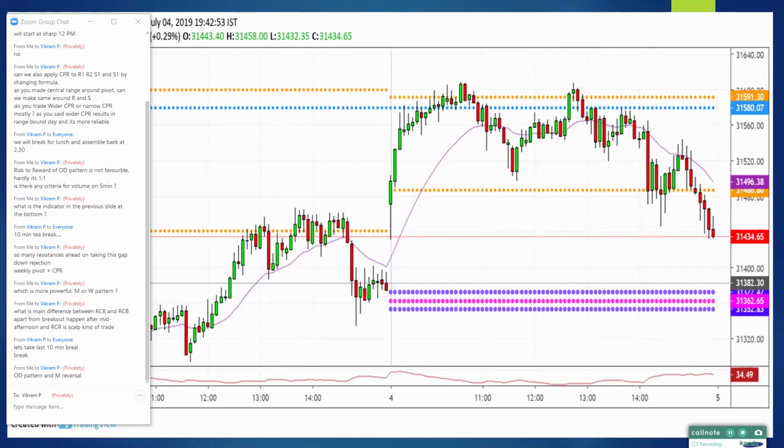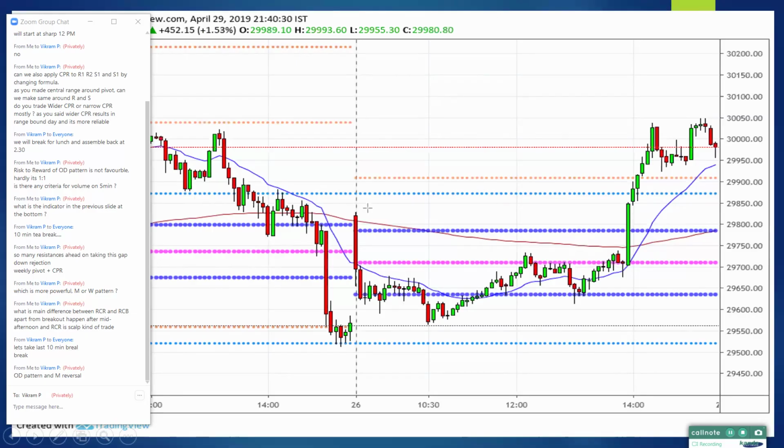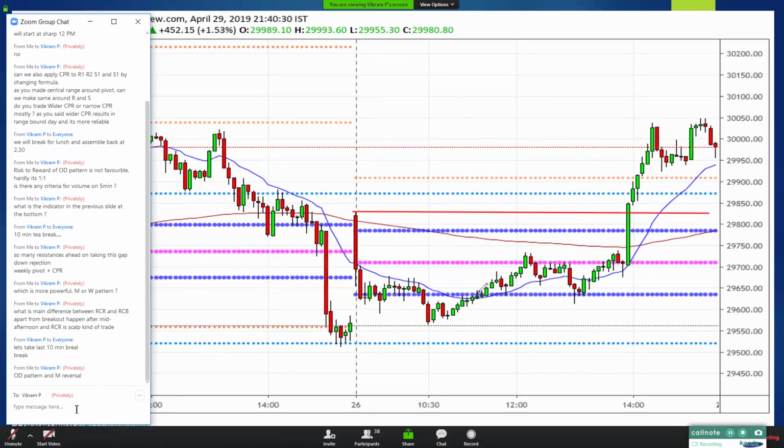Okay, so excellent. These are the two patterns in this trade, and here there is actually one pattern, but it looks like two patterns. So which pattern can you see here?